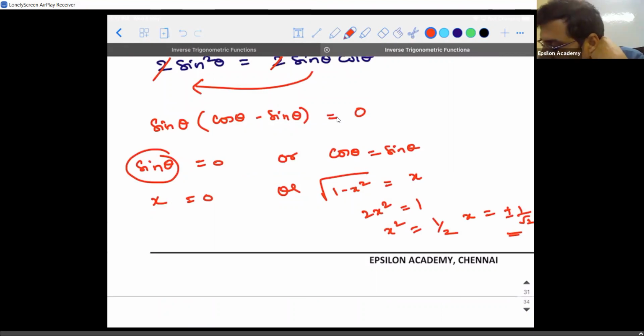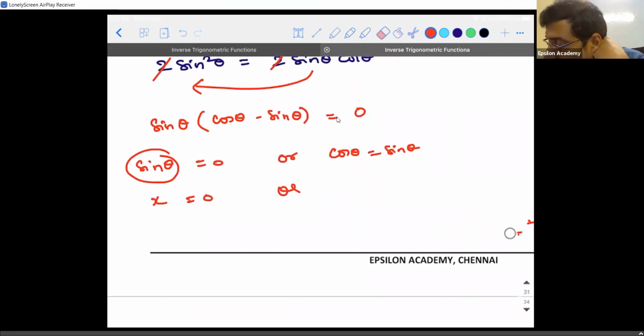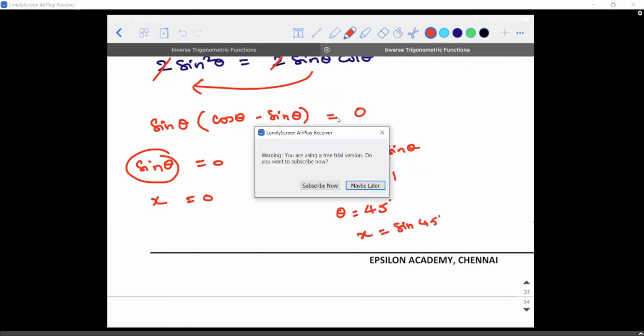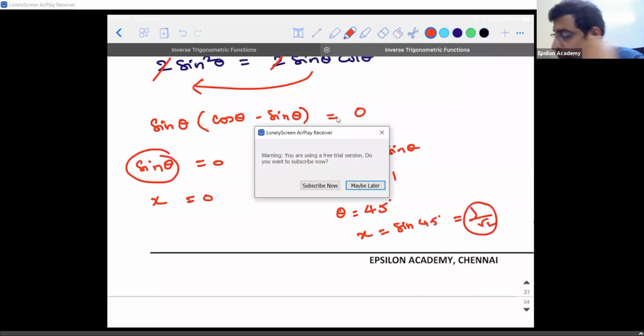See, cos theta is equal to sin theta obviously is possible only when theta is equal to 45 degrees. I need not sit and solve all these things because I can write tan theta is equal to 1 and theta is equal to 45. But x is equal to sine 45, no? That is 1 by root 2. I can write it like this also. But there is no 1 by root 2, no?